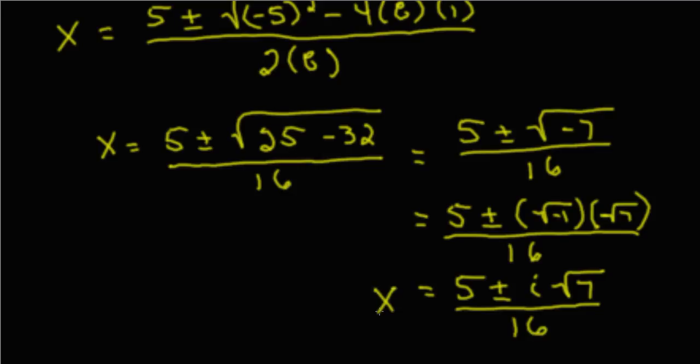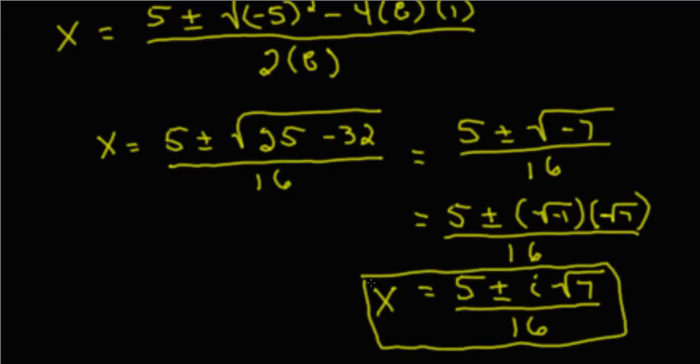So those are our solutions for x. x equals 5 plus or minus i times the square root of 7, divided by 16. So we'll have two solutions for that. We have 5 plus i square root of 7, and 5 minus i times the square root of 7, all divided by 16. So that's how we use the quadratic formula to find what the solutions are that make that equation true.